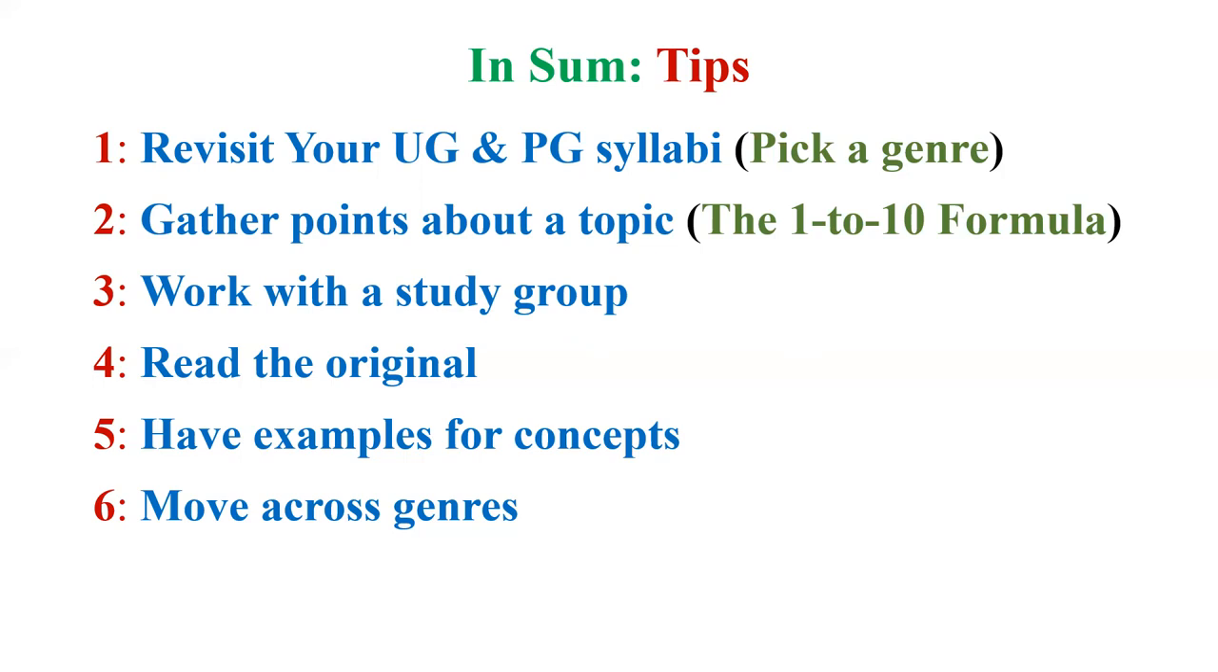Then read the original. Now the questions are based on passages from a particular text. So you have to read the original, at least some major works. Then if you come across a term, definitely you should have examples for those terms. Then finally, move across genres. You have to jump from poetry to novel to theory, and again, back and forth. Okay, so this is how you can start your preparation from scratch.